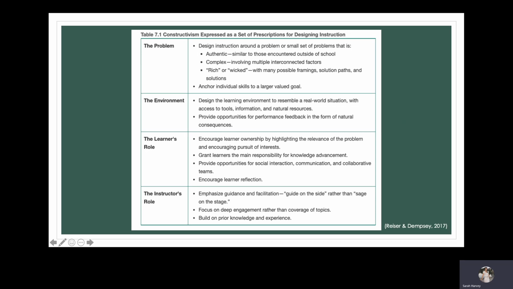Then on the flip side, we have the instructor's role. So instructors kind of take a step back a little bit more. We emphasize guidance and we facilitate. So we are on the side rather than being the ones who are going through the motions and telling the students what to do. We want to make sure that we are helping students focus on their engagement, and we want to make sure that we are helping students build on their prior knowledge.